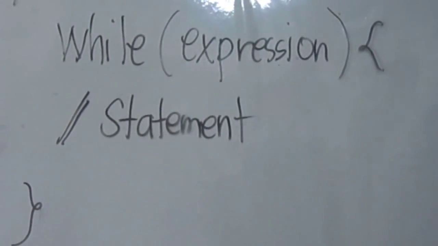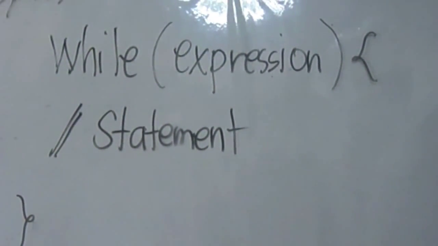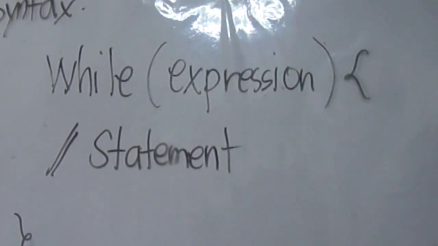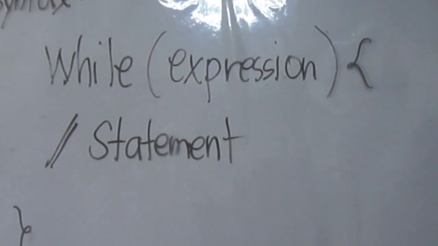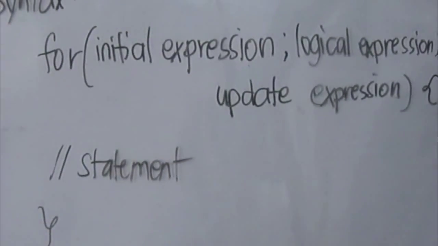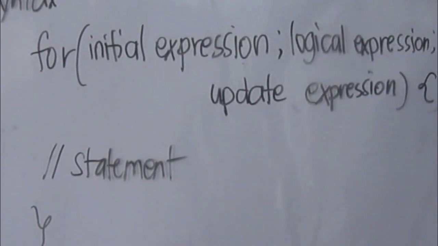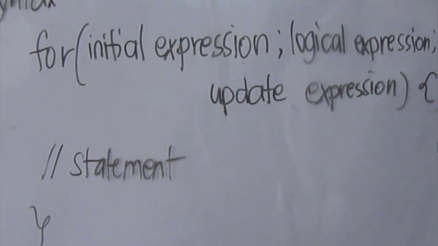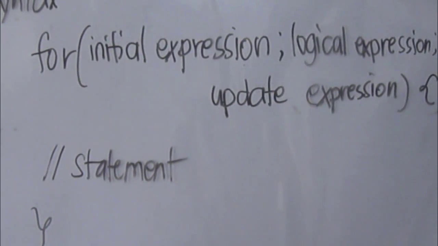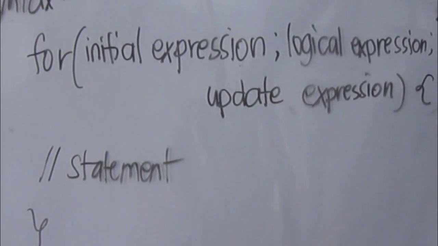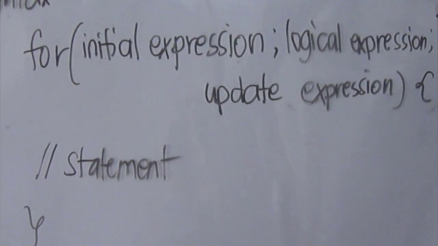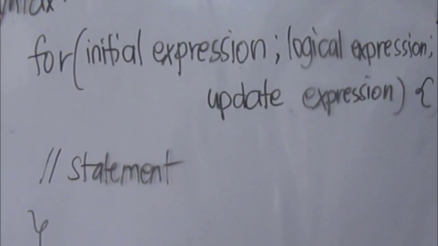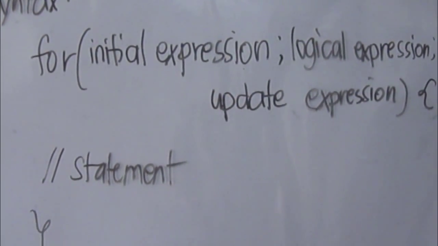The syntax for the while looping structure is while followed by the expression, open curly brace, and then the statement, and then lastly the close curly brace. The for looping structure: for followed by initial expression, semicolon, logical expression, semicolon, update expression or the increment or decrement, and followed by the open curly brace, and followed by the statement and close curly brace.